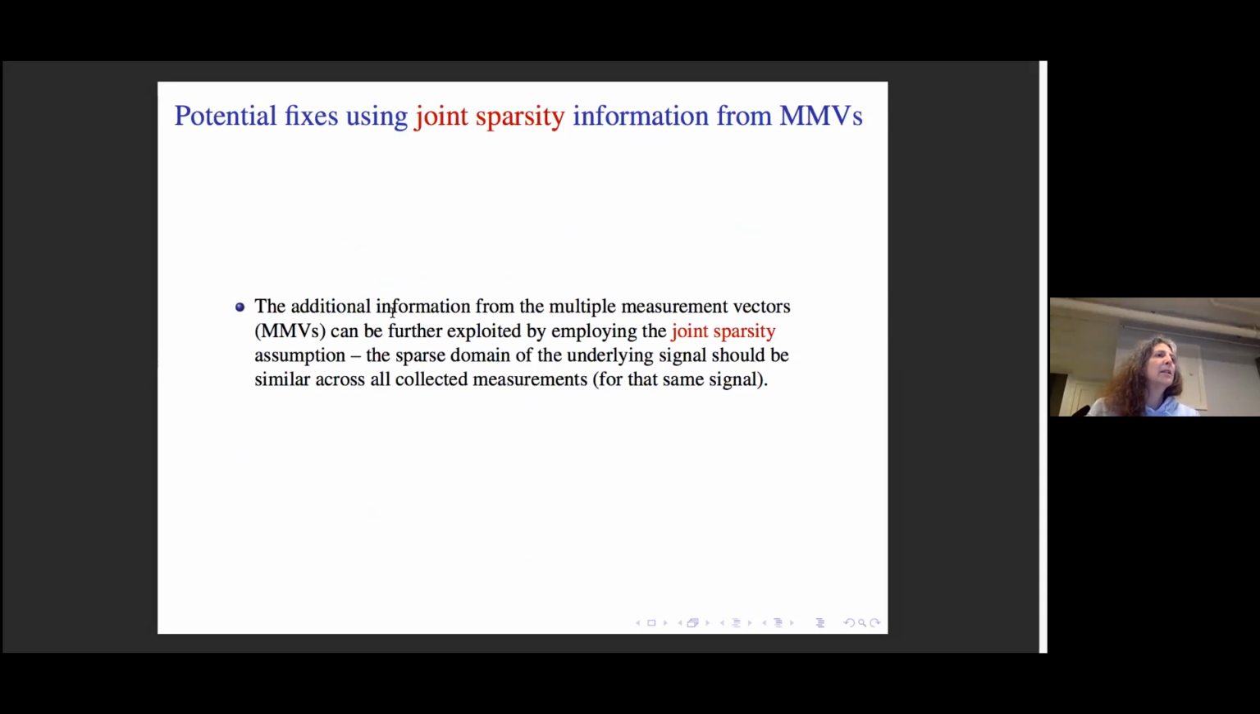So this is the additional information. We have additional information coming from these multiple measurement vectors, which I'll write from here on as MMV. I'm using vectors and image values as the same; you could just think of it as one long vector if you like. The way you want to exploit this information is by using the concept of joint sparsity, a very simple notion that whatever is sparse from one set of measurement vectors in the sparse domain should also be sparse from another set of measurement vectors in the sparse domain, assuming they're all looking at the same picture. That seems like a logical thing to do.